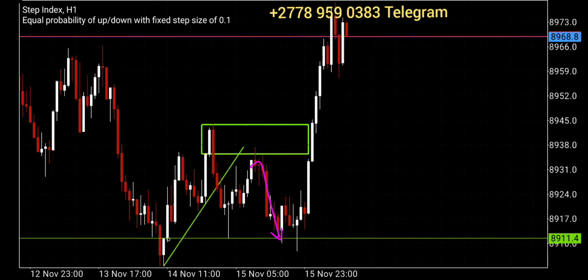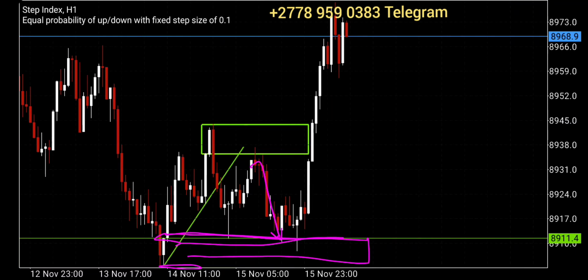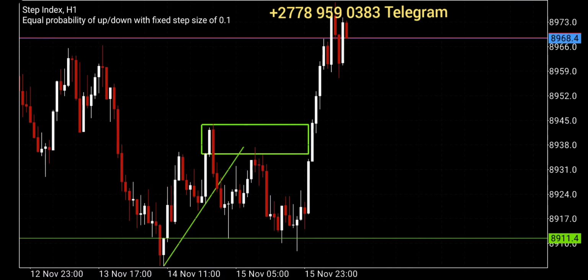See where I put the horizontal line. So when you're making your decisions, you need to make sure that you make them based on the structure that you're seeing on your chart. So this is where I placed my take profits, right?